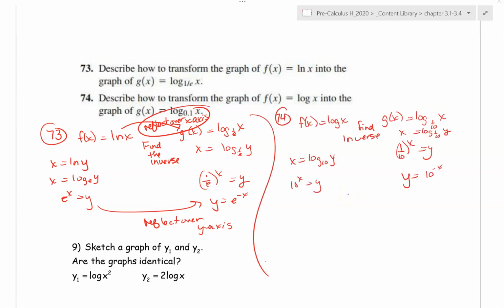The inverse of log base 10 of x is 10 to the x, and the inverse of log base 1/10 of x is y equals 10 to the negative x. So that is a reflection over the y-axis. So for f of x and g of x, that must be a reflection over the x-axis.